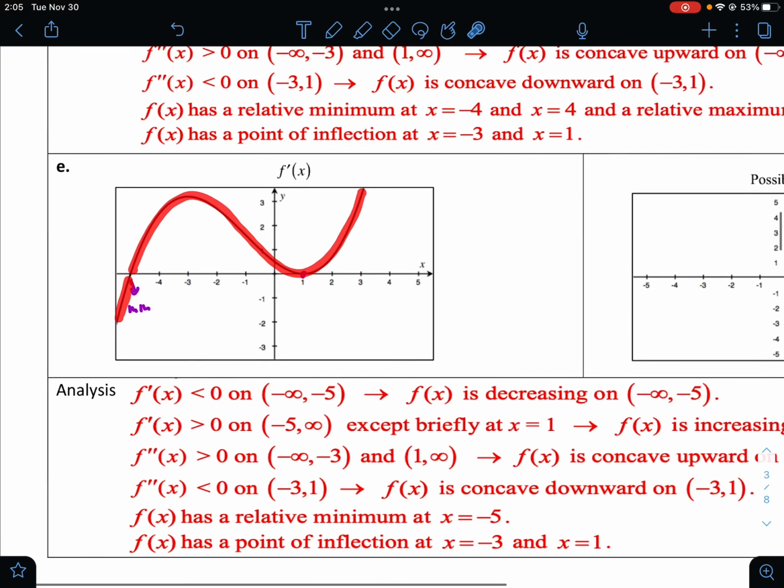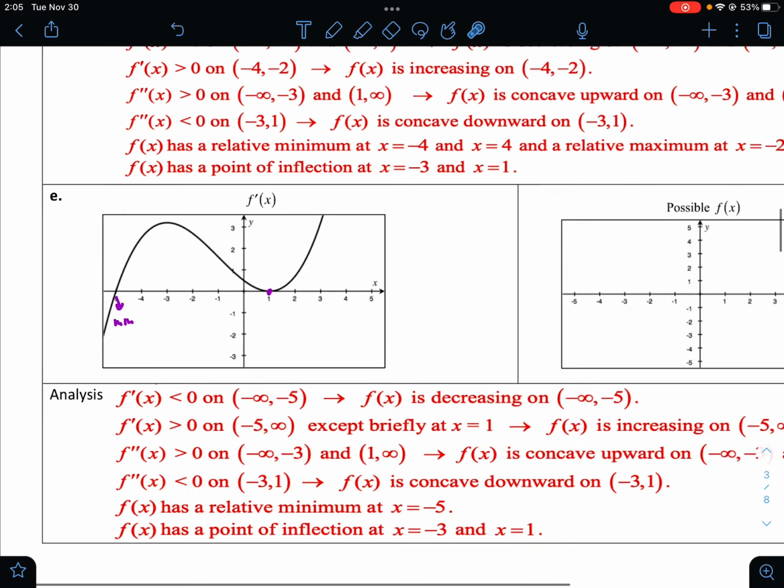Let's talk about the concavity. So the second derivative will be positive here up until about negative 3, so we should have an inflection point around negative 3. Negative until 1, so we should have an inflection point around 1. And then positive again. All right.